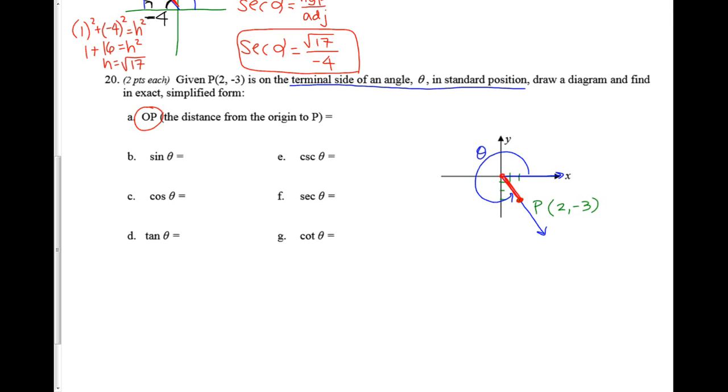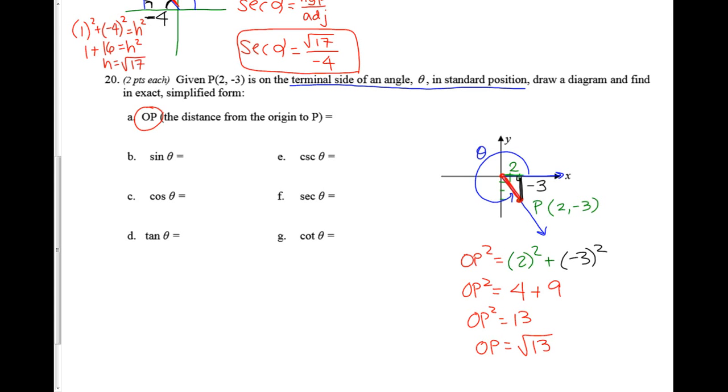So let me draw some sides in here. The direction I've gone down was the negative 3, and the direction I've gone across was positive 2. So if I'm trying to find OP, I'm going to use my Pythagorean theorem. And OP squared would be 2 squared plus negative 3 squared. So OP squared, 2 times 2 is 4, negative 3 times negative 3 is positive 9. OP squared is 13. So OP could be plus or minus the square root of 13, but I only need the positive because the hypotenuse is always positive. It's a distance. And that's the square root of 13.